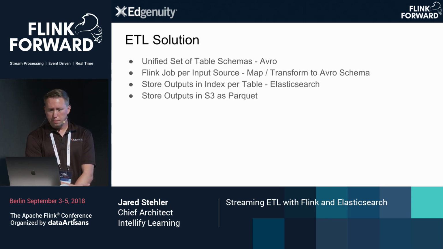So as a part of our ETL solution, what we did was we created a unified set of Avro table schemas, sort of serving as the canonical data set of the company. We define a separate Flink job per input source, like per learning app, and each job is responsible for emitting to one or more of those Avro tables. We're also then storing the outputs per index in Elasticsearch, and also as Parquet files in S3, because we're exploring using Presto and Drill and Athena for querying in S3 directly.